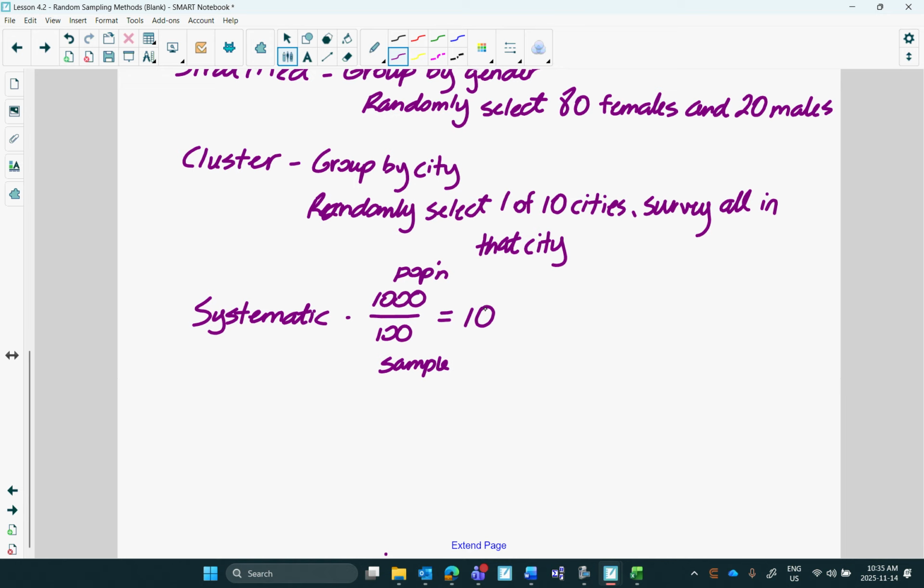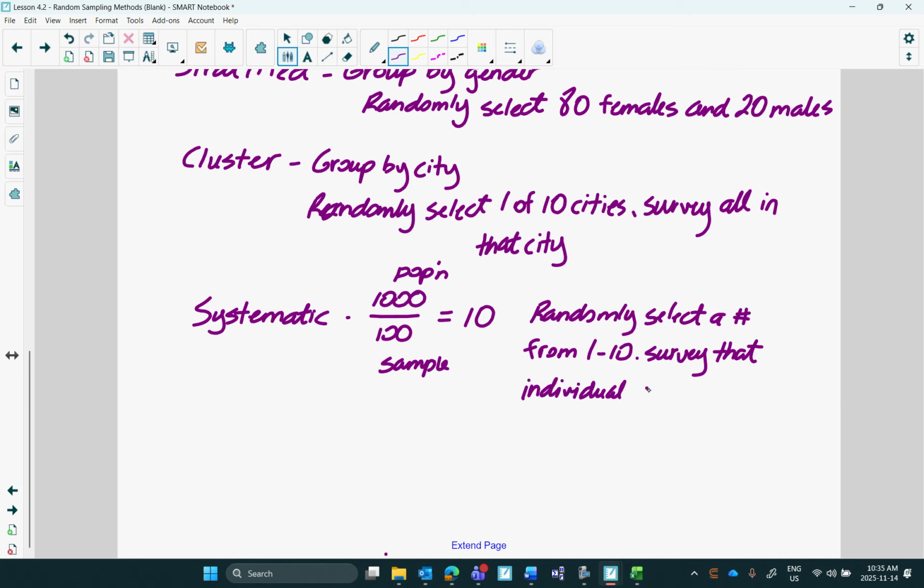So randomly select a number from 1 to 10. Survey that individual, and every 10th employee after.